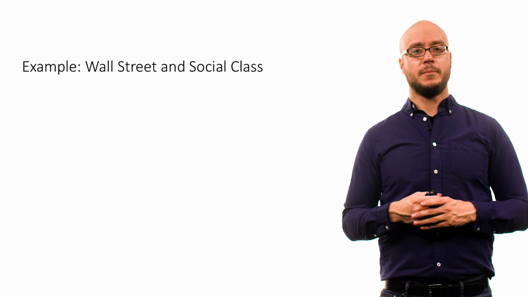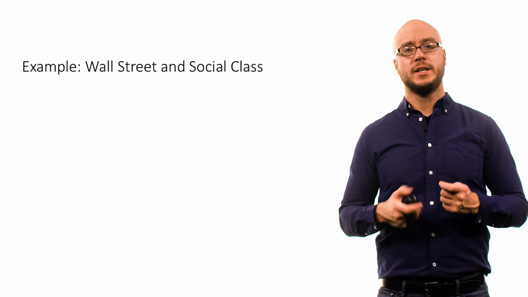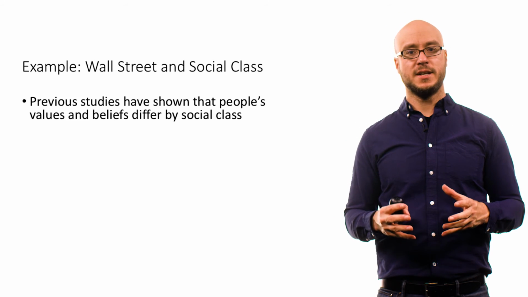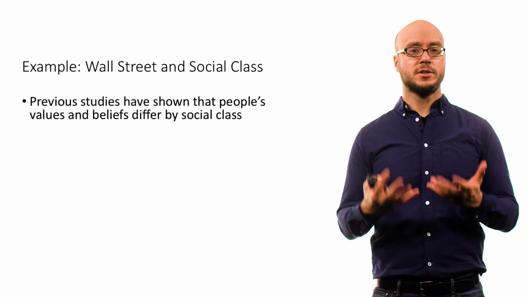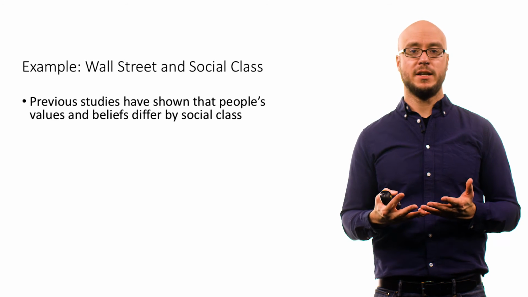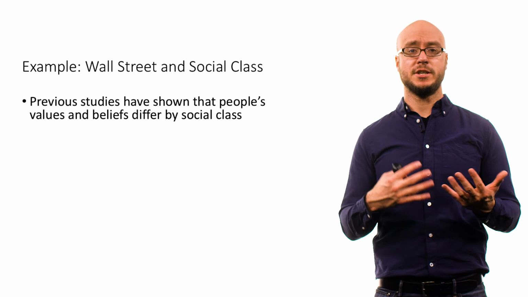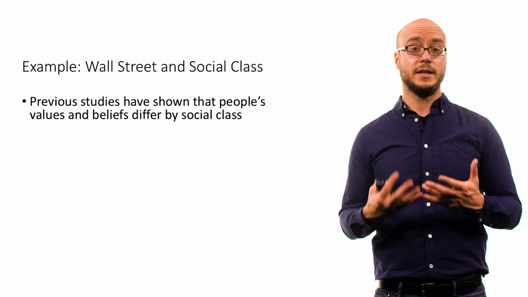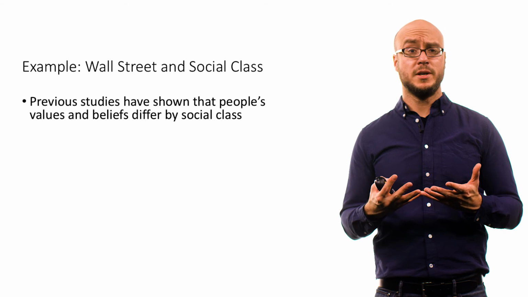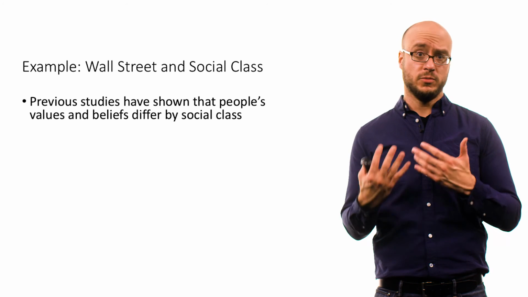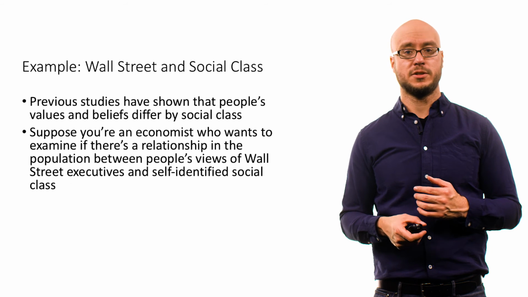Let's look at another example. So let's look at Wall Street and social class. Previous studies have shown that people's values and beliefs really do differ by social class. Social class can be measured in many different ways, using people's education, income, or typically their occupation. That's a key part of social class. You could also measure it through subjective report, ask people what social class they're part of.